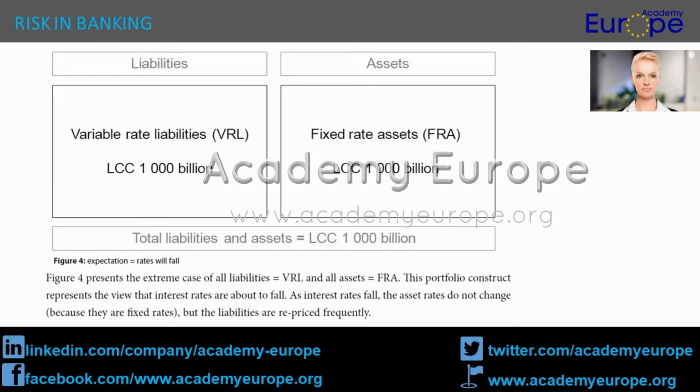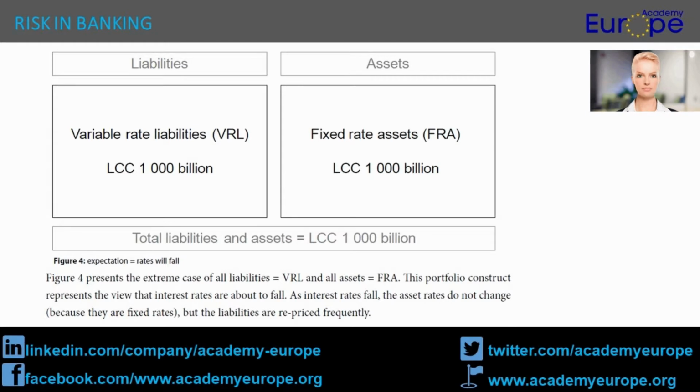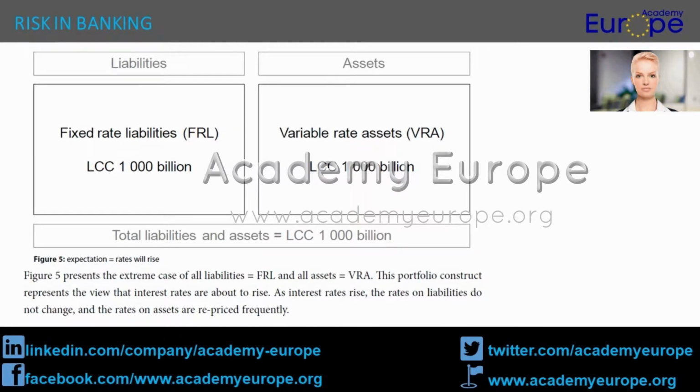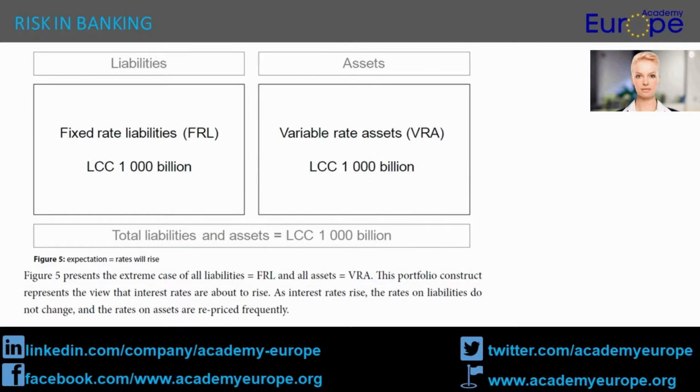Figure 4 presents the extreme case of all liabilities equal VRL and all assets equal FRA. This portfolio construct represents the view that interest rates are about to fall. As interest rates fall, the asset rates do not change, because they are fixed rates, but the liabilities are repriced frequently. Figure 5 presents the extreme case of all liabilities equal FRL and all assets equal VRA. This portfolio construct represents the view that interest rates are about to rise. As interest rates rise, the rates on liabilities do not change, and the rates on assets are repriced frequently.